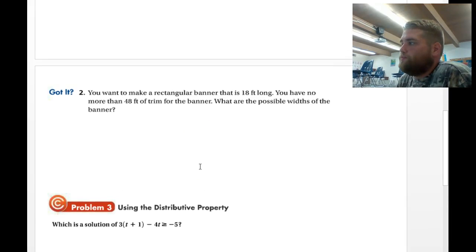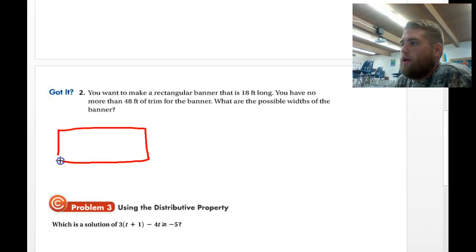On number 2, you want to make a rectangular banner that is 18 foot long. You have no more than 48 feet of trim for the banner. What are the possible widths of the banner? First thing I'm going to do is draw a picture. So here is my banner. We want to make one that is 18 foot long. So 18 and 18. So total we've used 36 feet already, right? 18 plus 18. And we want to see what this is and what this is.